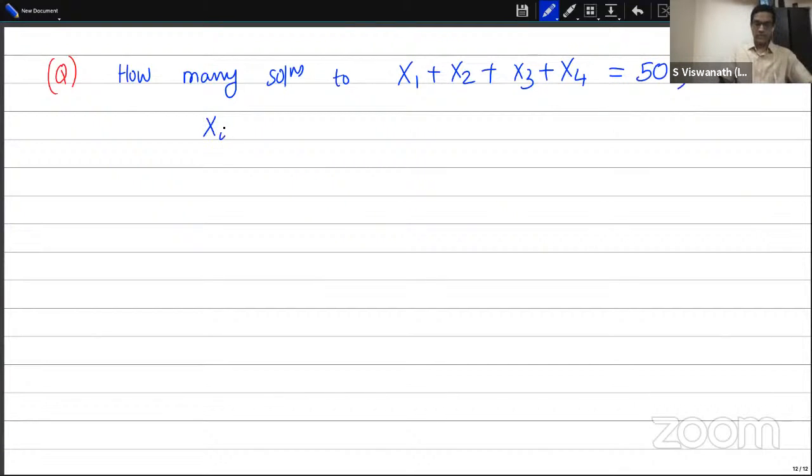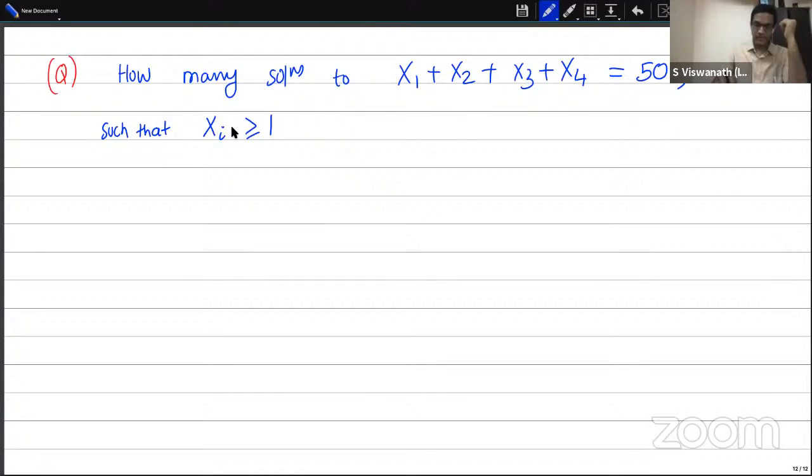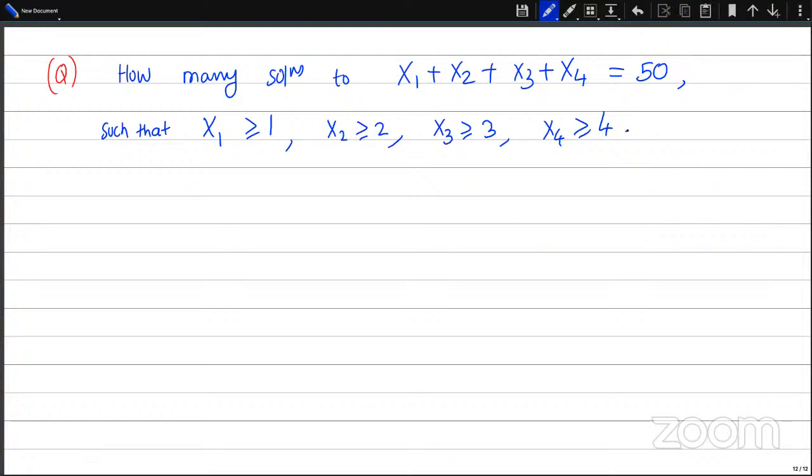But not just non-negative integral solutions. Say the xi's have to be at least 1 for all i, and they're all integers. Earlier 0 was allowed, right? So now I say each xi should be at least 1. Introduce a new variable y equal to xi minus 1. Let me make it slightly more exciting. Suppose I say x1 is greater than or equal to 1, x2 is at least 2, x3 is at least 3, x4 is at least 4. So I put some constraints on the variables. Now what should I do? y1 equals x1 minus 1.